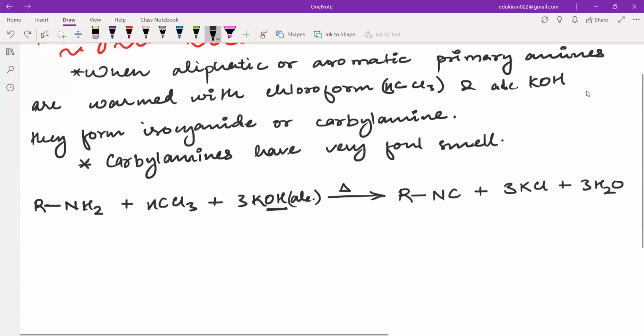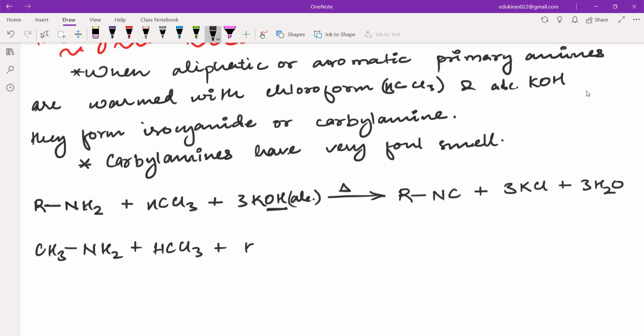Okay. So if you have, let us say, CH3NH2 plus CHCl3 plus KOH, alcoholic condition and some heat, you will be making CH3NC. This is methyl isocyanide, plus obviously, these byproducts will be there.